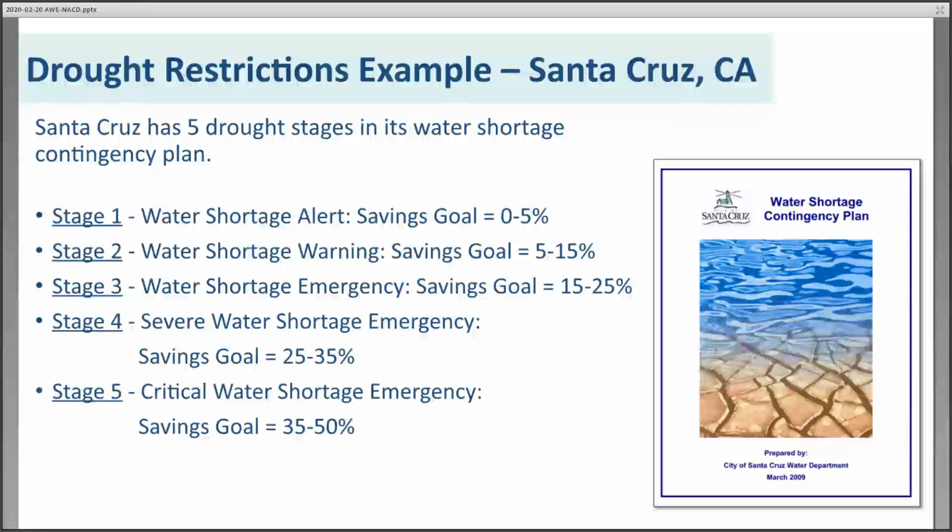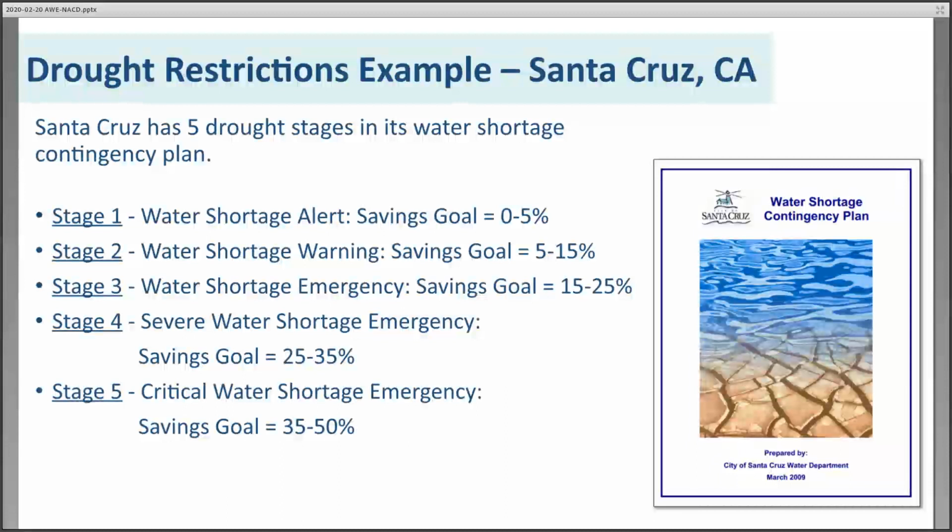I wanted to show an example of what might be found in a typical water shortage contingency plan. This is from Santa Cruz, one of the participants. They've got 5 stages of drought in their plan, and these stages are triggered based on their water supply conditions. They have a reservoir, I believe, so their reservoir levels and their forecast of what's coming into their reservoir may trigger a certain stage. And then each stage has a goal for how much water they want to save, expressed as a percentage. And then they'll have measures that go along with that.